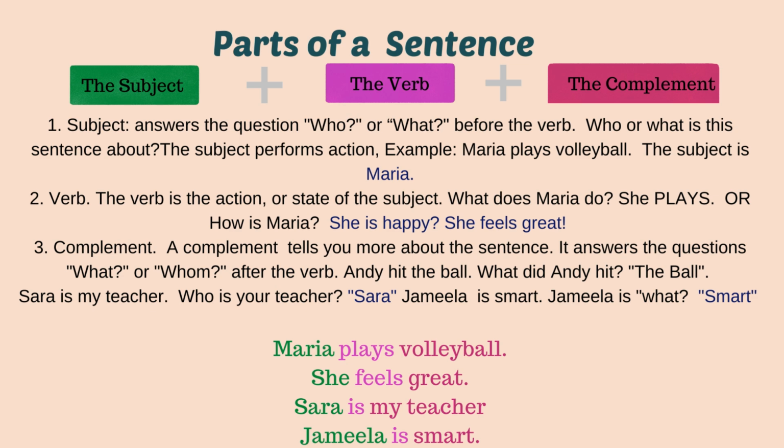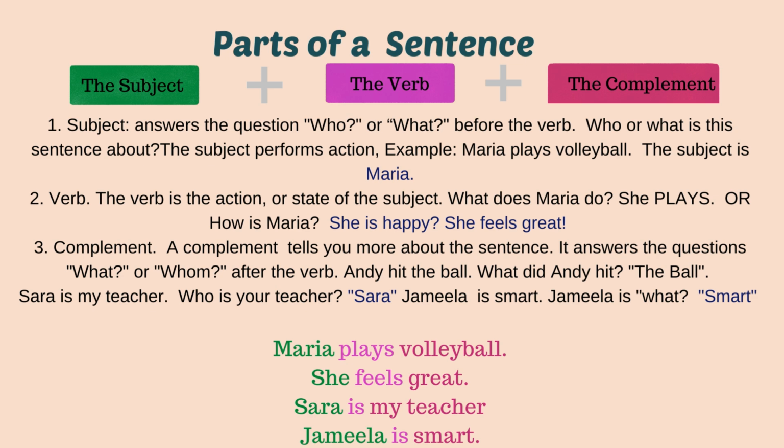Plays is a verb. Complement. A complement tells you more about the sentence. It answers questions like what or whom after the verb. Andy hit the ball. What did Andy hit? The ball. Sarah is my teacher. Who is your teacher? Sarah. Jamila is smart. Jamila is what?